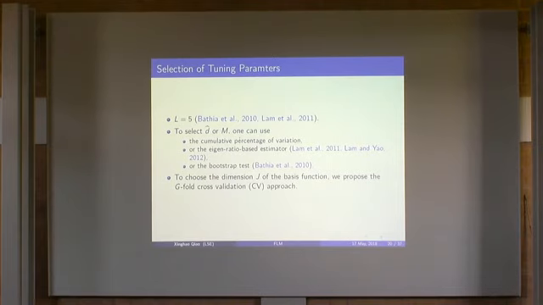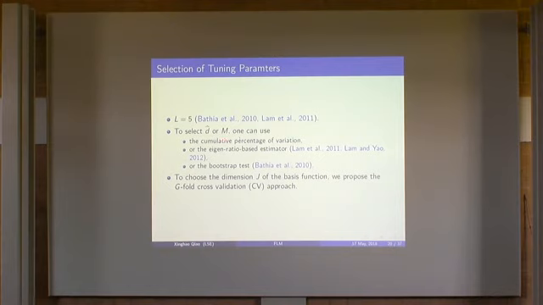So in practice, we did a lot of experiments investigating different values of L, and it turns out that L equal to 5 always gives us good results. There are also extensive simulation studies in the non-functional setting in the Lens paper, and they also use 5 to 10 as the candidate values for L.